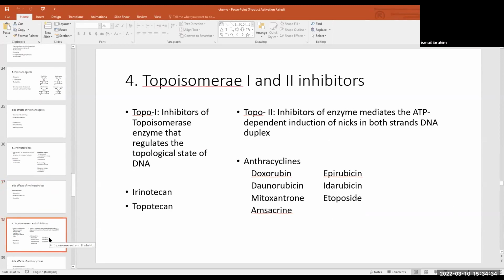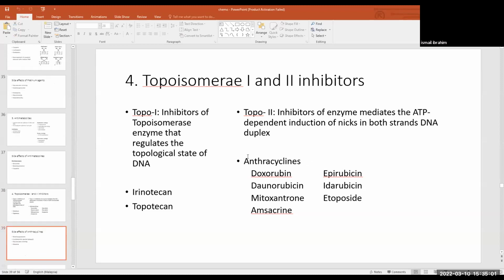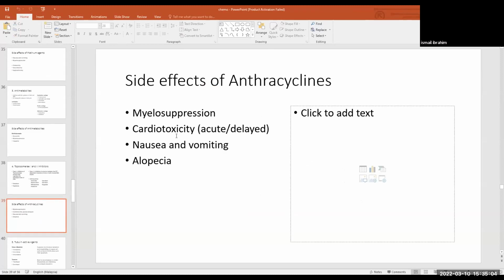Another class of chemotherapy is topoisomerase 1 or 2 inhibitors. Examples we use a lot are anthracyclines like doxorubicin, etoposide, irinotecan, or topotecan. We use it for lung cancer as well. The main side effect of anthracycline is cardiotoxicity. It can happen acutely or delayed. And whoever receives anthracycline, we're going to tell them they're going to lose their hair.